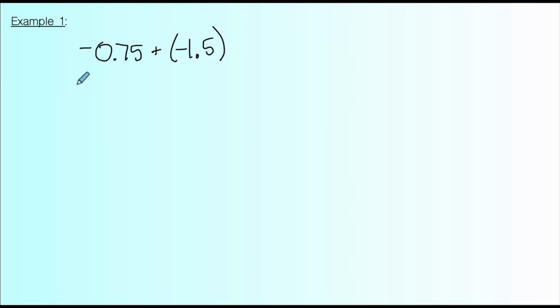The first one, I've got negative 75 hundredths plus negative 1 and 1/2. Since they're both negative, we already know our final answer is going to be negative. All I then need to do is add my decimals.